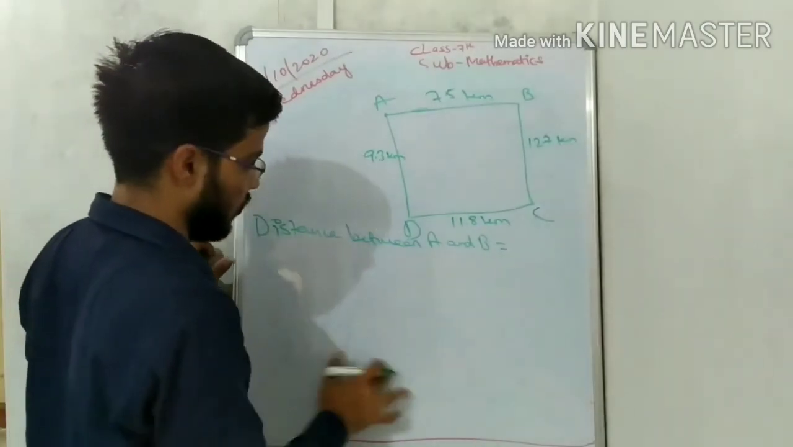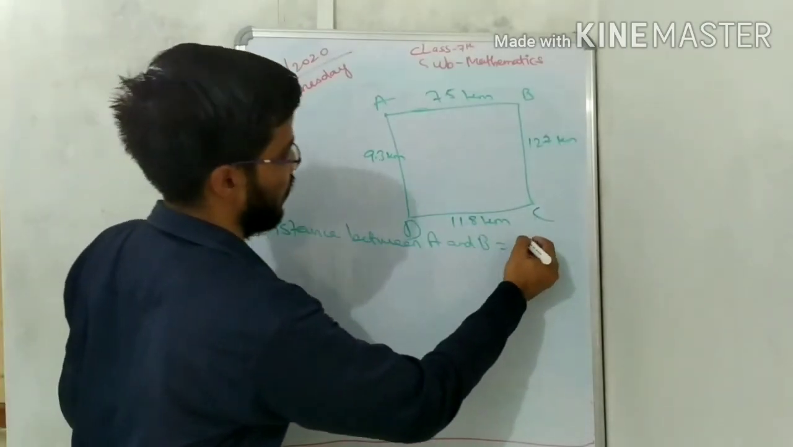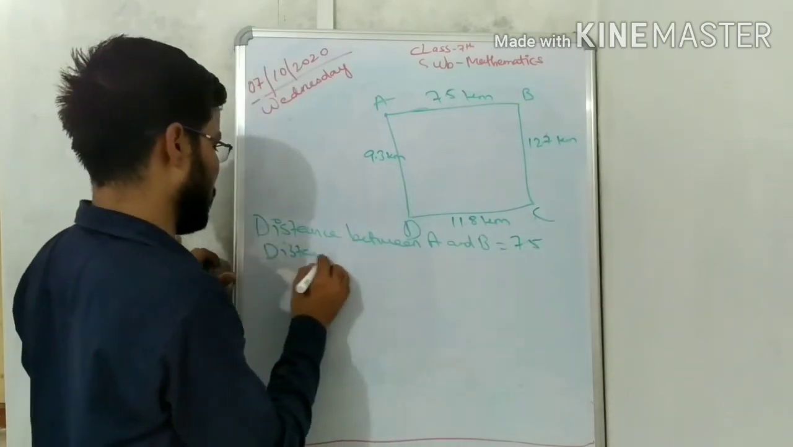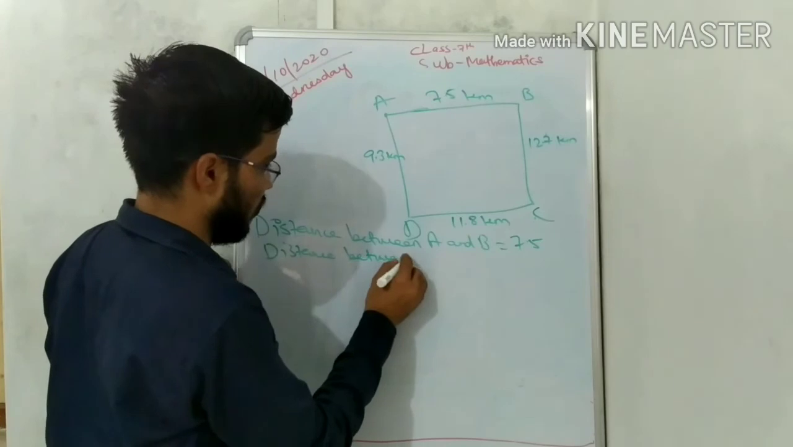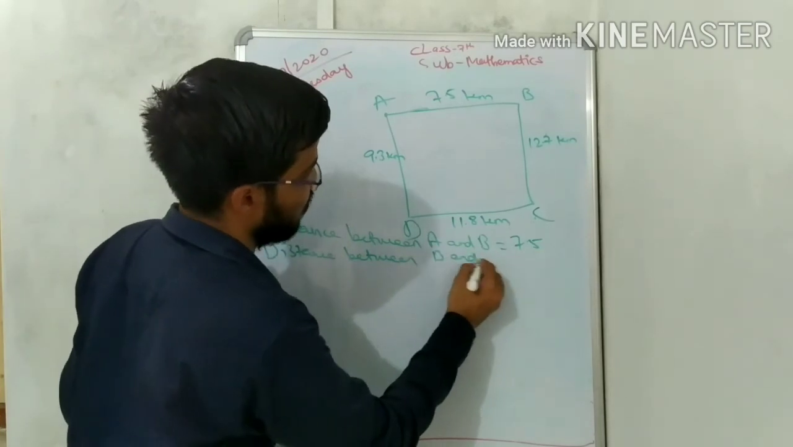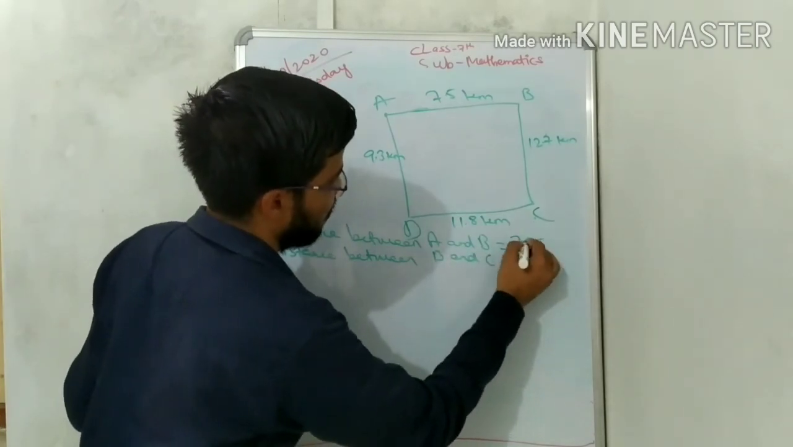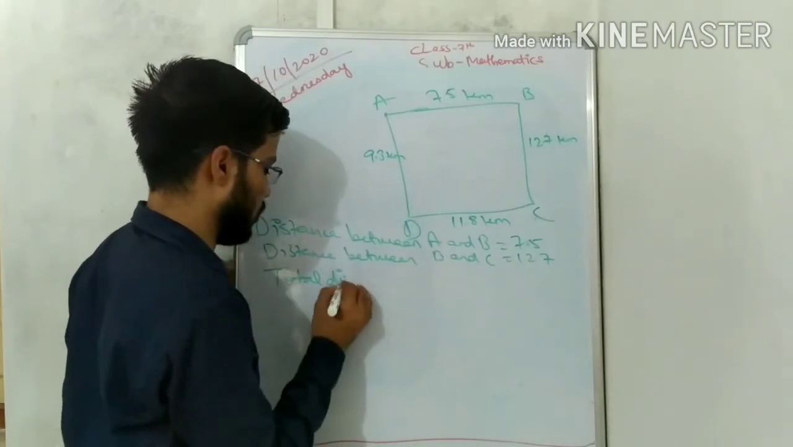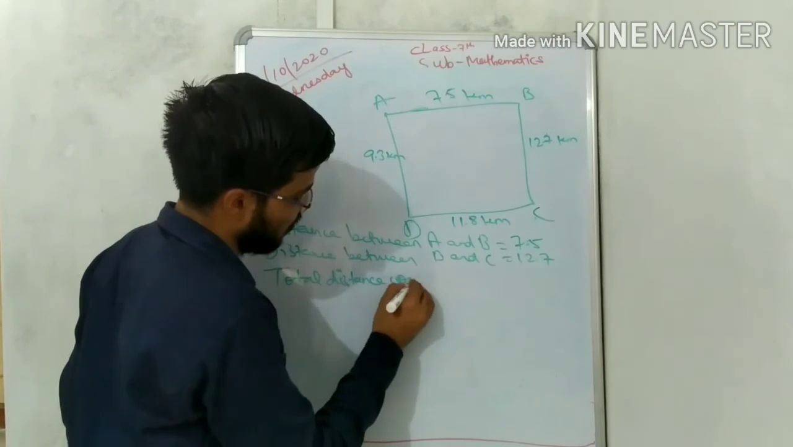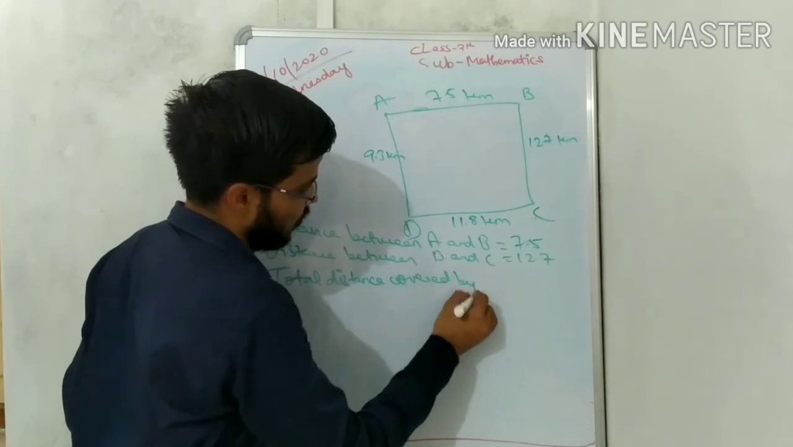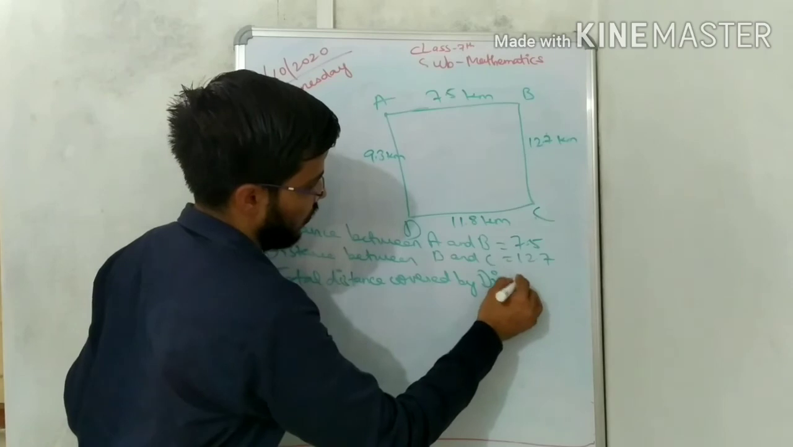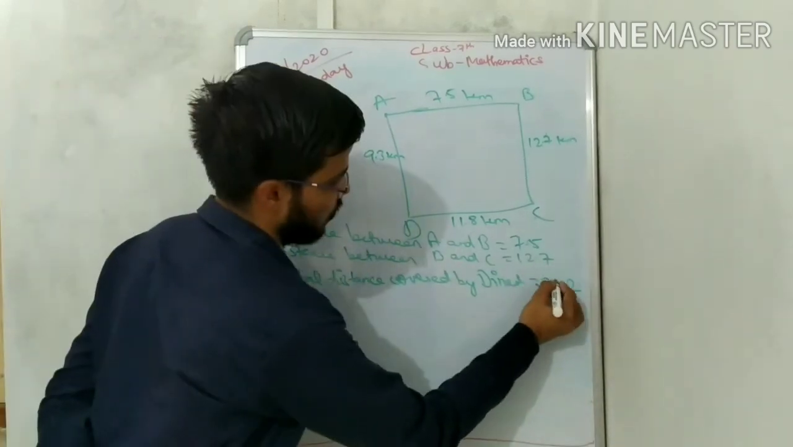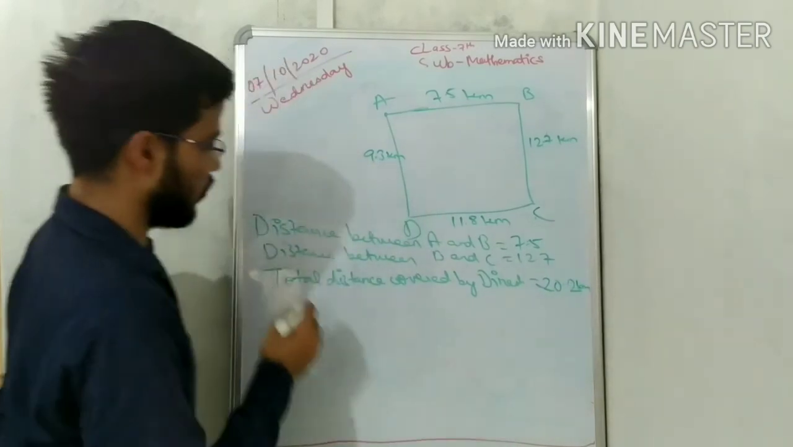Then we will write the first statement: the distance between A and B is equal to 7.5 kilometer. In the same way we will write the distance between B and C. What will be the distance? Yes, it will be 12.7 kilometer. So we will add the total distance covered by Dinesh. How much will we get? We will get 20 point, yes, 20.2 we will get. So students, this is the distance covered by Dinesh.